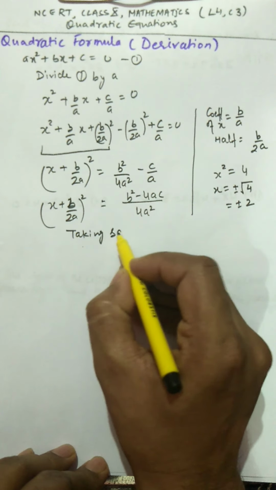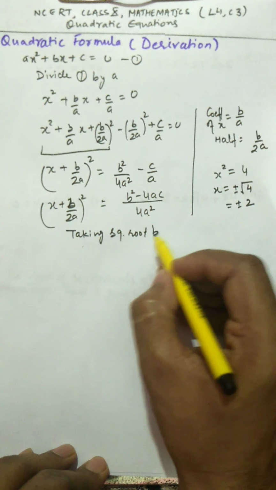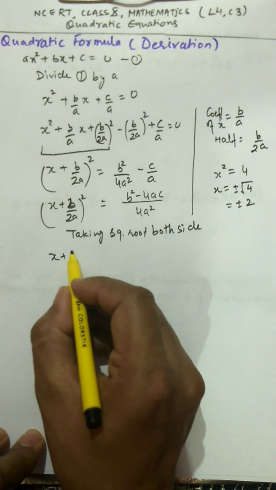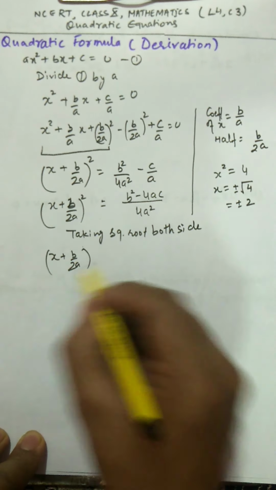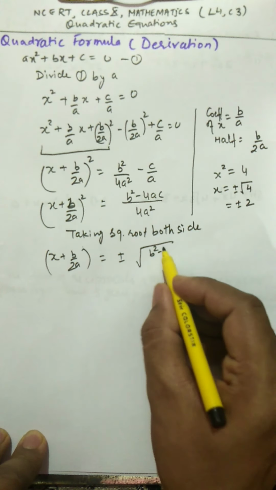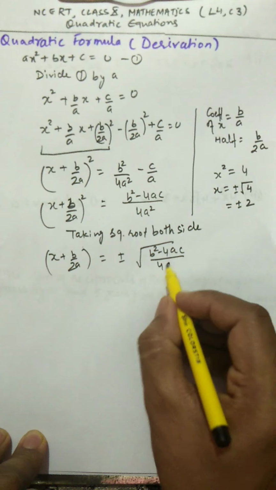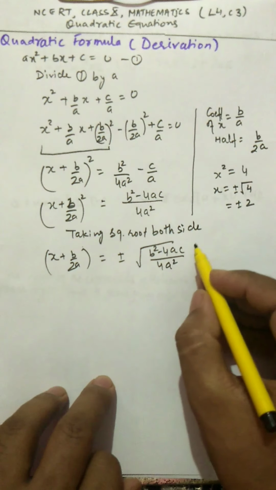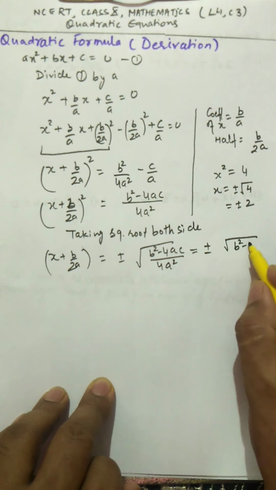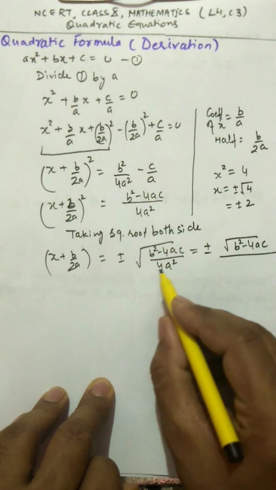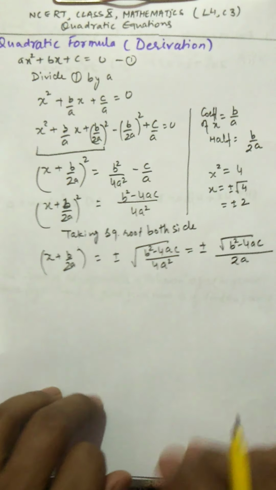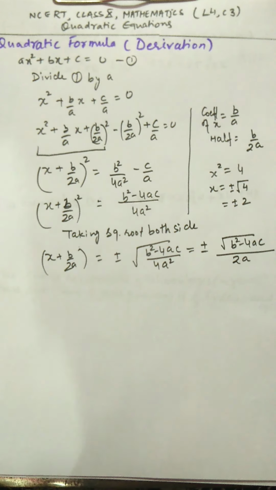Taking square root both sides, this way it will become x plus b upon 2a equal to plus minus under root b square minus 4ac upon 4a square. So we can simplify this further, plus minus under root b square minus 4ac, and in the denominator, root 4a square will become 2a. So you can write this equation this way.